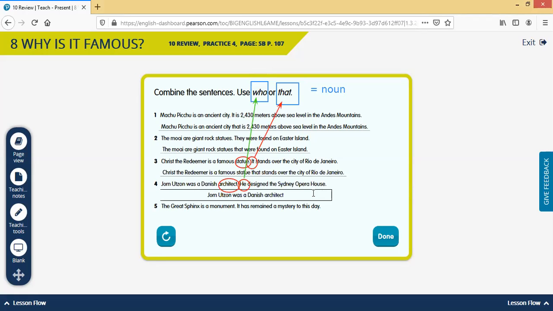Okay, who? In this case, we say who because we're talking about a person. John Utzon was a Danish architect who designed the Sydney Opera House. Okay, that's how we're going to do it. That's how we make the connection. We only replace the second word that represents the same thing. The second word is changed, and then the rest is going to be exactly the same.